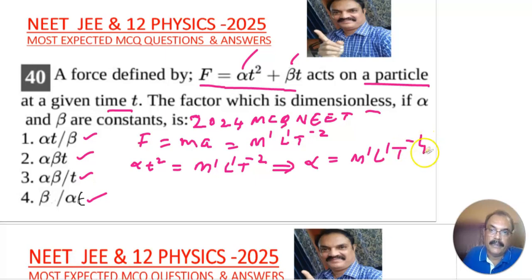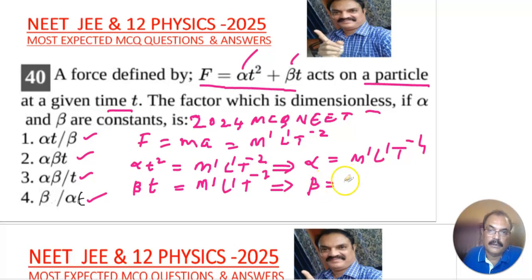Similarly, we can calculate beta by taking the second term. The second term is beta t. Beta t is equal to, once again, force, M1 L1 T minus 2. So beta is equal to M1 L1, and only one T is coming, T minus 1 plus minus 2. So T minus 3. Now let's substitute these values one by one and see what we get.